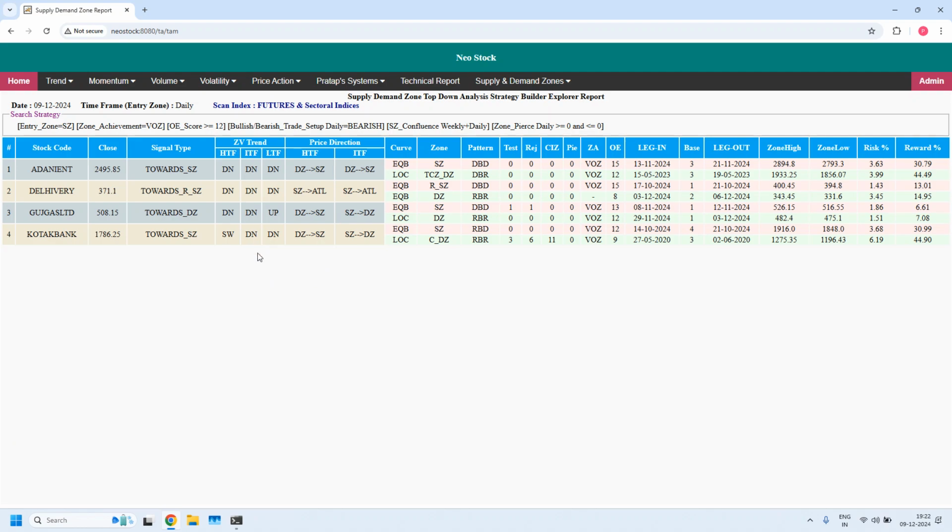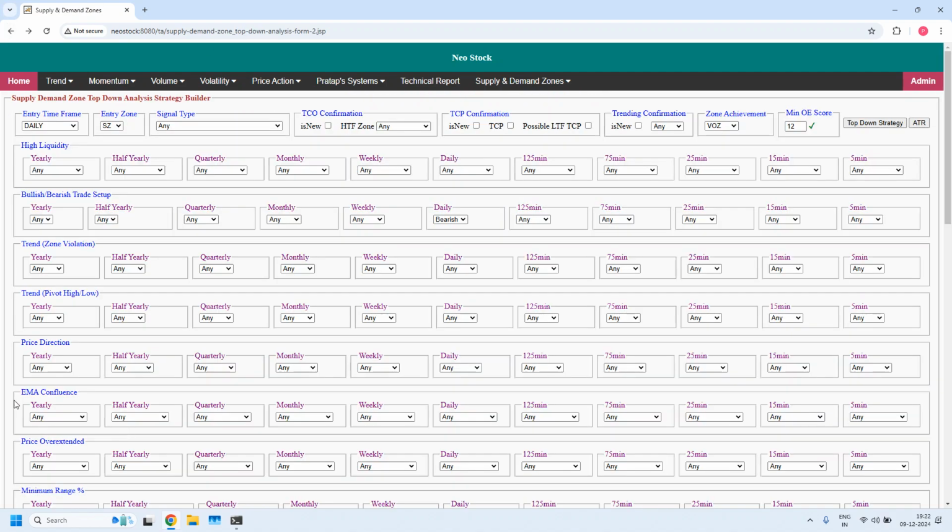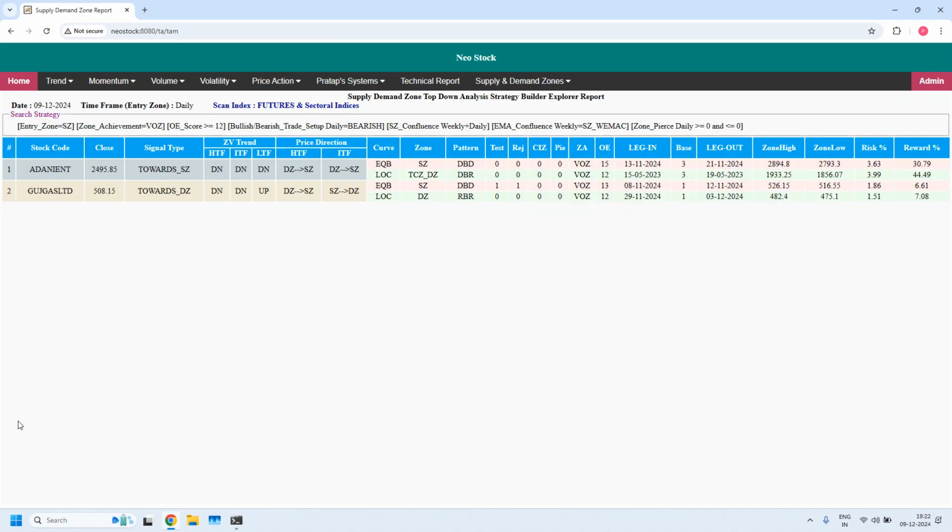And the weekly trend is down. If it is having weekly EMA, we get even more high probability trade setup zones. Let's verify in the EMA Confluence weekly time frame, because daily is part of weekly. So weekly supply zone having weekly EMA Confluence filter is enabled. We got 2 stocks. So these 2 are high probability trade setup supply zones.